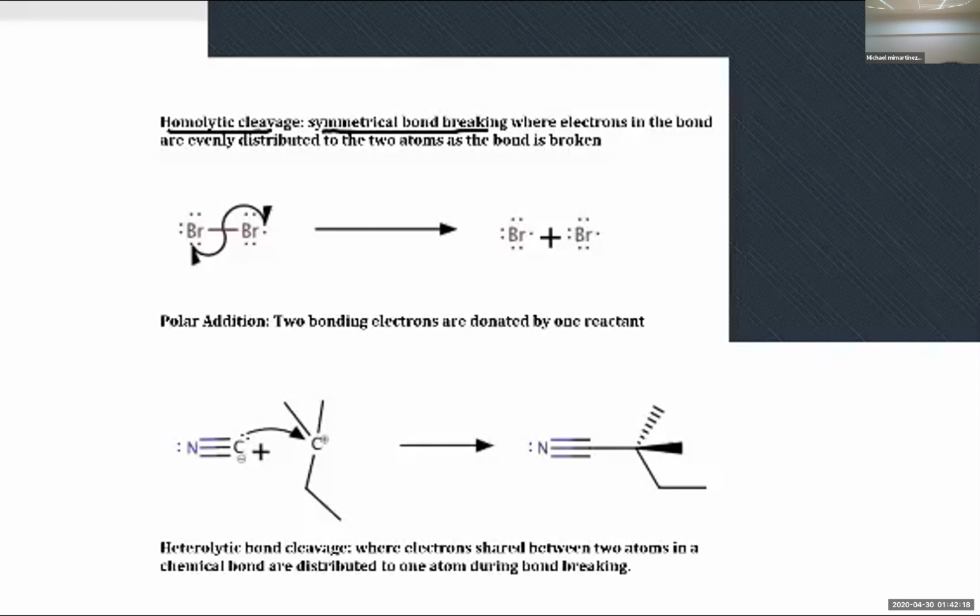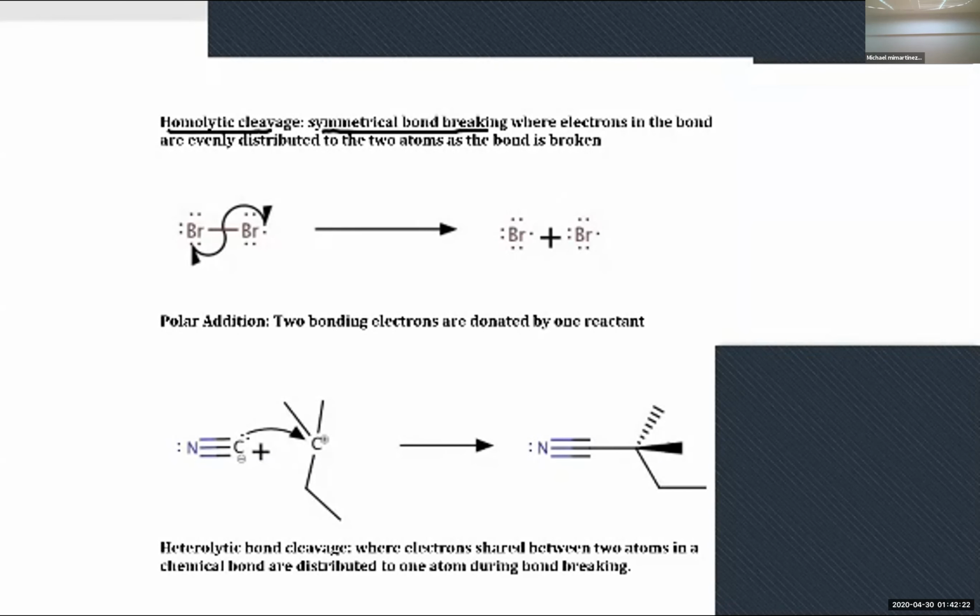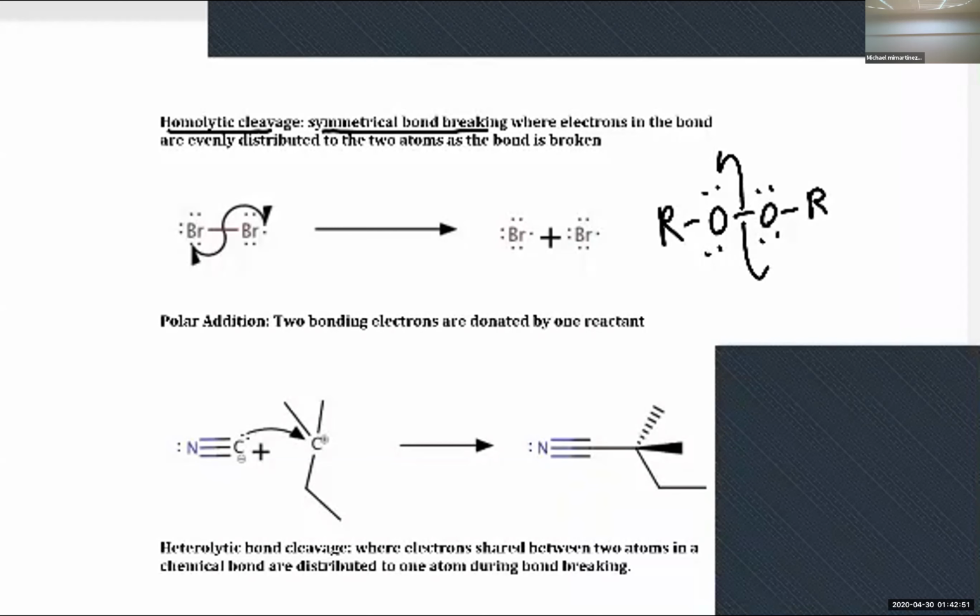Okay, so let's talk a little bit about bond breaking steps and addition steps. For homolytic cleavage, we have symmetrical bond breaking. Okay, so now let's look at some bond forming and bond breaking steps that are used a lot in chemical reactions. So homolytic cleavage, we have symmetrical bond breaking, where electrons in a bond are evenly distributed to the two atoms as the bond is broken. So another example of this is if we're looking at peroxides, for example, when heated, they also undergo homolytic bond cleavage. So we draw these with fish hook arrows. Remember, this fish hook signifies movement of one electron each.